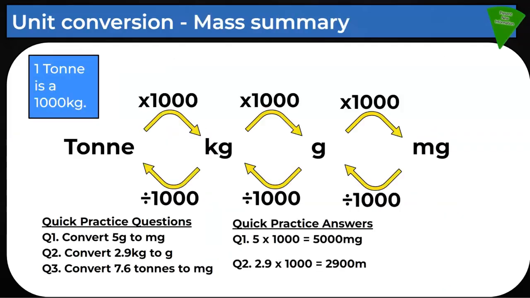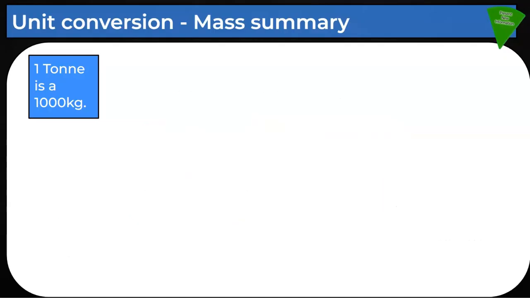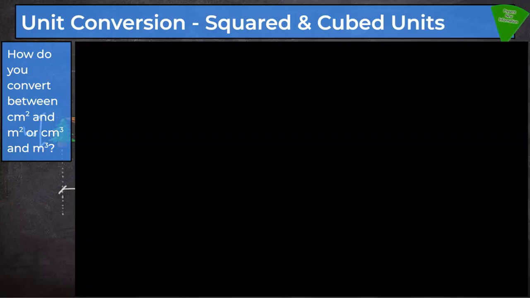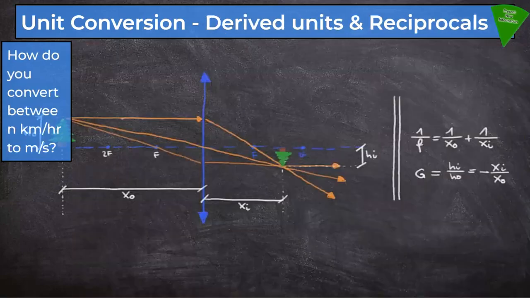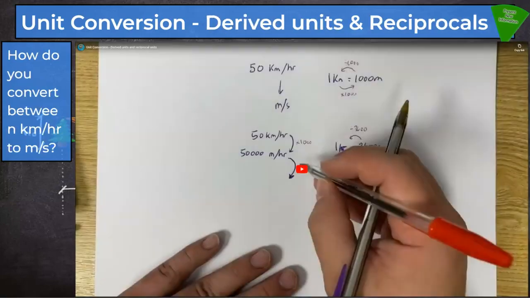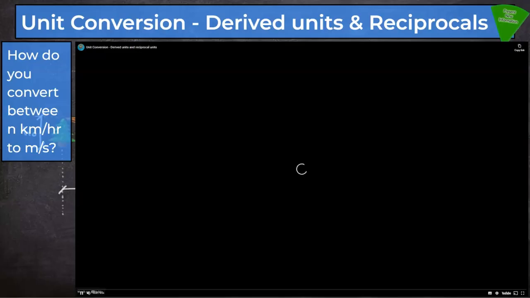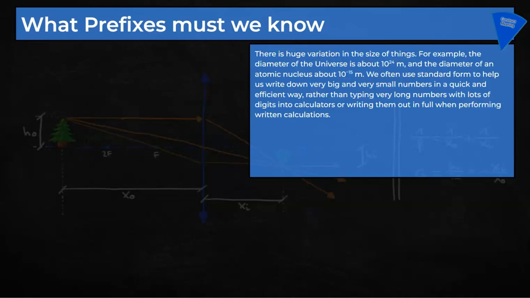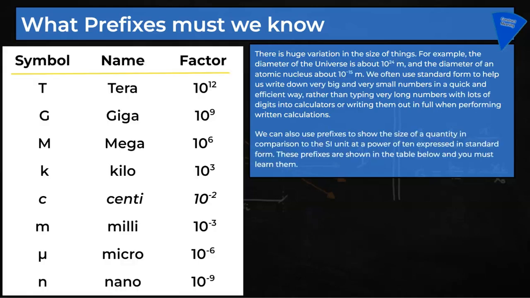And we can do this with mass, we can do this with times, we can do this with distances. They all work. So there's lots of different ways we can do this. And you can also do it between squared units and reciprocals. Obviously, if I'm going from centimeters to meters, I'd times by 100. But if I'm going from centimeters squared to meter squared, I would times by 100 squared.